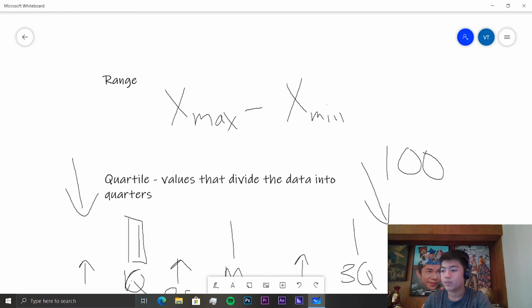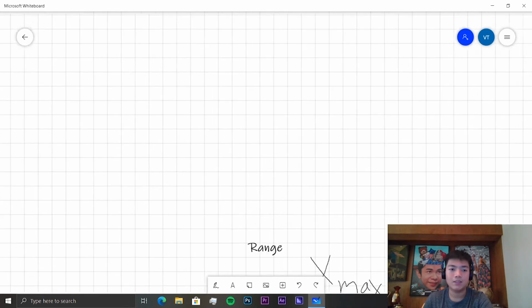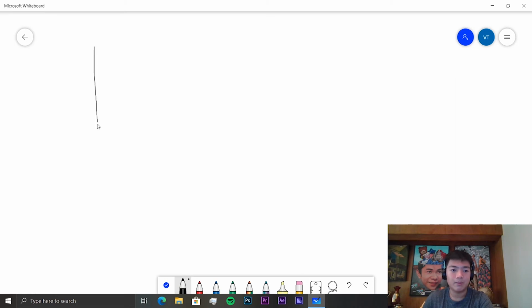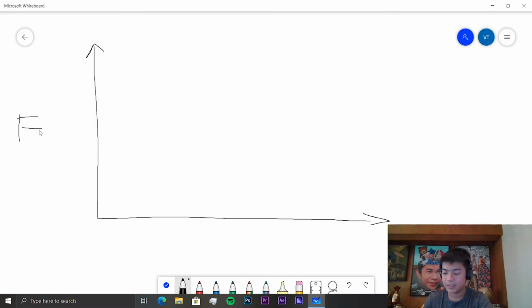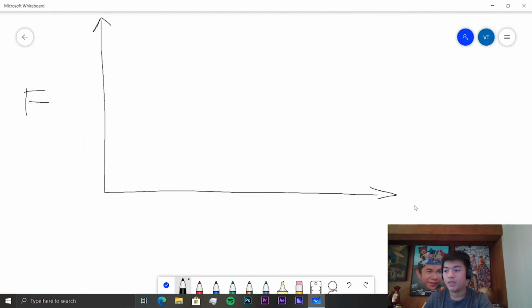So we need to talk about how we express the data. Once we've collected all the data, we want to have some way of expressing it. The most common way to do that is by using a histogram, for continuous data. The histogram has the frequency, which is the number of times a certain data point has occurred, on the y-axis, and on the x-axis we have the actual values.